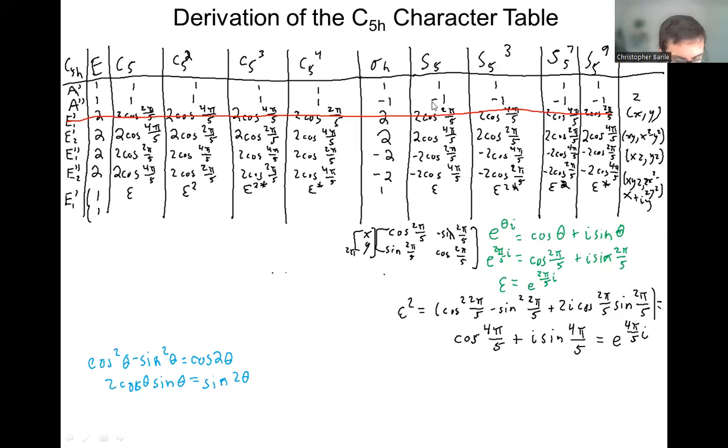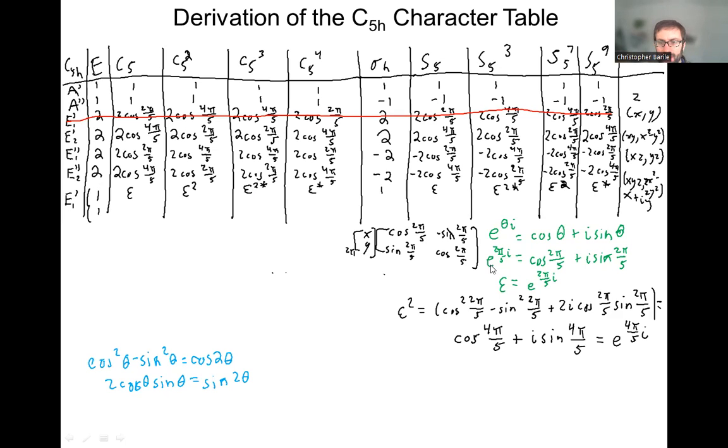All right, so we're continuing on our journey of deriving the C5h character table. We're getting fairly close here. What we did in the last part of the video was we were in the middle of breaking up this first component, E1 prime, getting these into complex numbers in terms of epsilon, complex characters here for a lot of these.